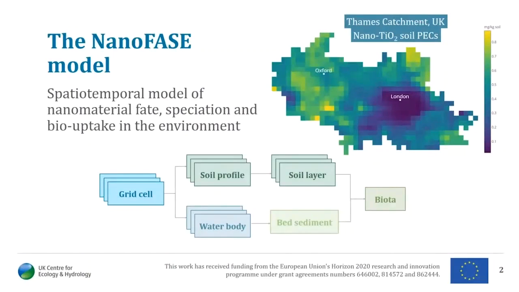So the NanoFASE model is a spatiotemporal multimedia model. And what that means, so spatiotemporal, that means that it predicts things with spatial distribution by splitting up a geographical region into a number of grid cells. And it predicts things with temporal resolution by splitting a time period into a number of time steps. And it's multimedia, so what we mean there is that it covers different environmental compartments. So it covers soils, water bodies such as rivers and lakes, and bed sediments.